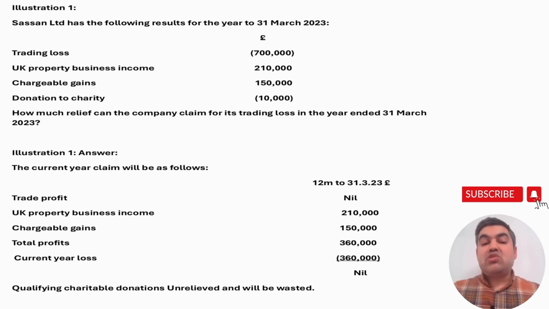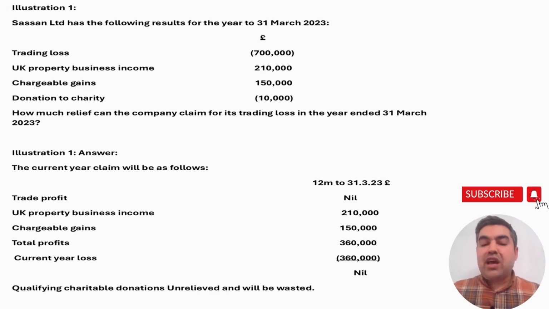So in this case, you use the current year loss. As a result, no corporation tax is payable. It means there is no income for corporation tax purposes. So that's how you use the current year trading loss against other income. It's very simple, very basic.